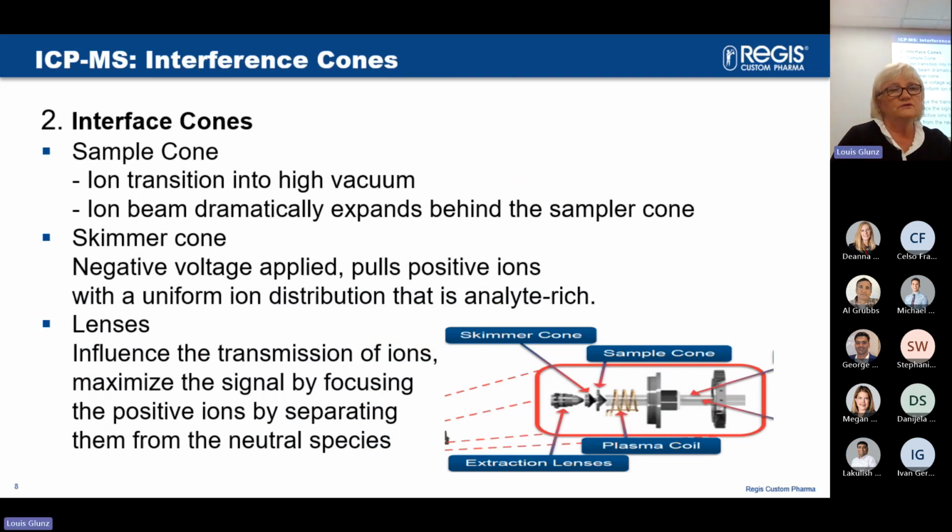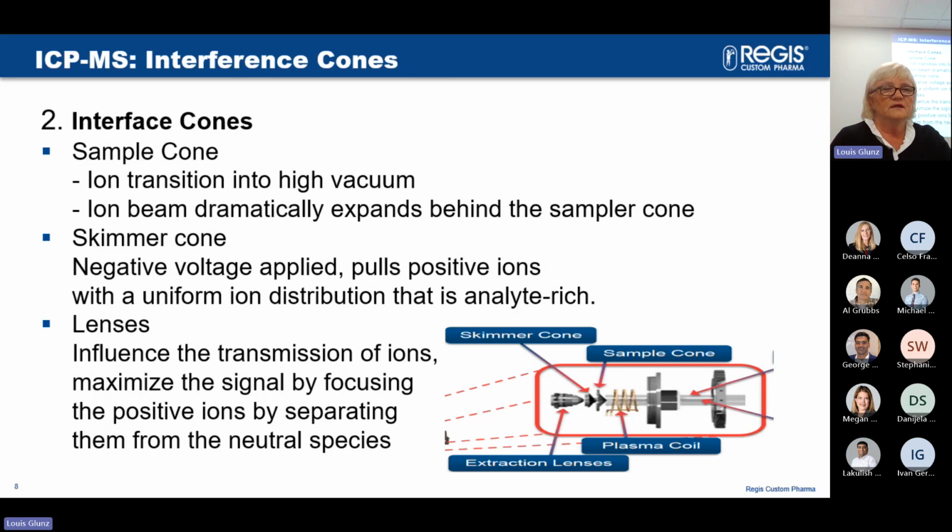Next, the sample will travel into the interface cones. There are basically two different cones, the sample cone and the skimmer cone. The sample cone creates the ion transition into the high vacuum. The ion beam will also expand dramatically behind the sampler cone and move on to the skimmer cone. Negative voltage is applied in the skimmer cone, so positively charged ions can pass through this part of the instrument with ease. Also, the skimmer cone will make the ion beam more uniform in terms of ion distribution.